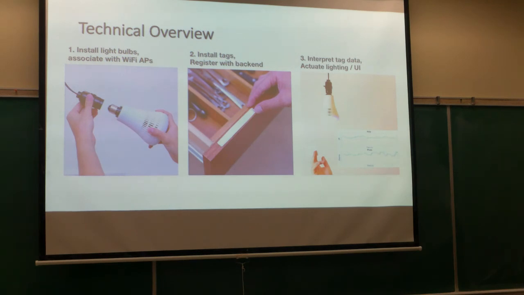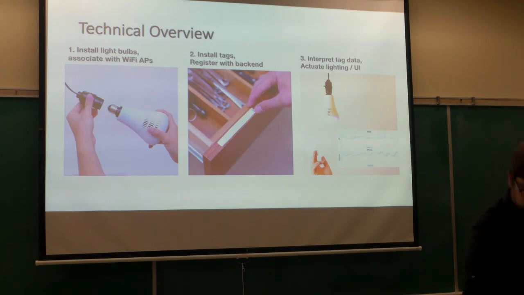And then the third is, when these RFID readers turn on, they're going to be reporting this phase and this RSSI information, and we can interpret this over time with a back-end server and figure something out about what's happening in the environment. And then maybe I can actuate the lighting itself to give some information, or maybe there's some GUI element that runs on a tablet or a computer that would tell you something about the home.